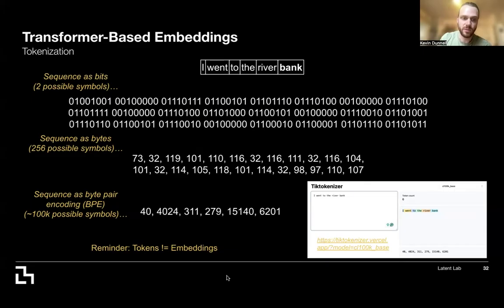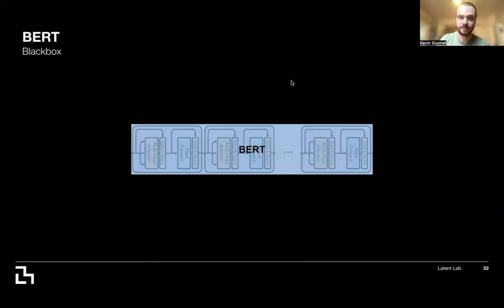And just wanted to remind you that tokens are not embeddings. We're looking at numbers here that represent the words in the sequence of text we're passing in. I went to the riverbank is being represented by these tokens down here from this cl100k_base tokenizer. But these themselves are not embeddings. It's almost better to think of these as symbols. They're just a representation we can point to in order to decode this text.